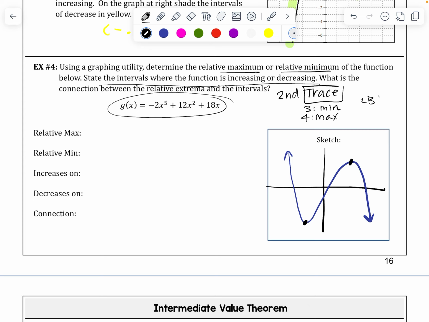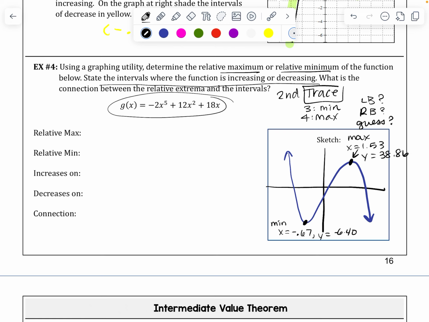You'll look for the left bound first, so put the cursor somewhere on the left, hit enter, then find the right bound next, put the cursor somewhere on the right, hit enter, and then when it says guess, just hit enter and it'll give you these points. This tells me that we've got a minimum when x is -0.67 and y is -6.40. We have a relative maximum when x is 1.53 and y equals 38.86.